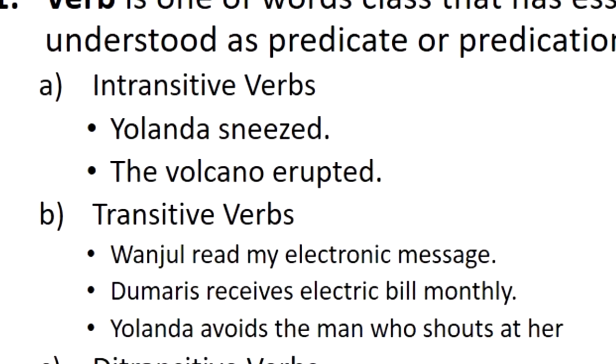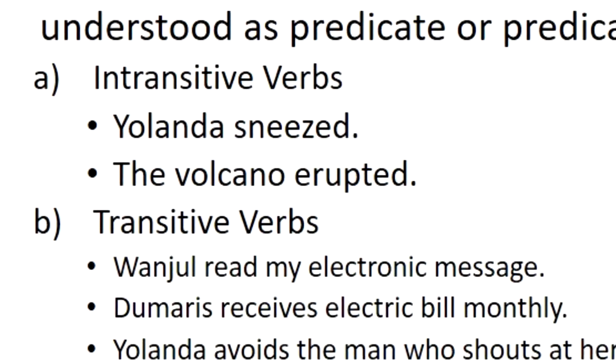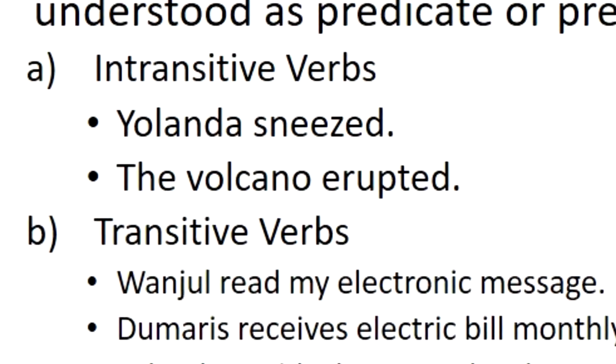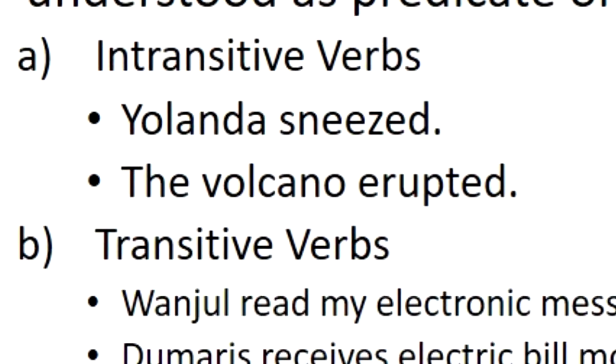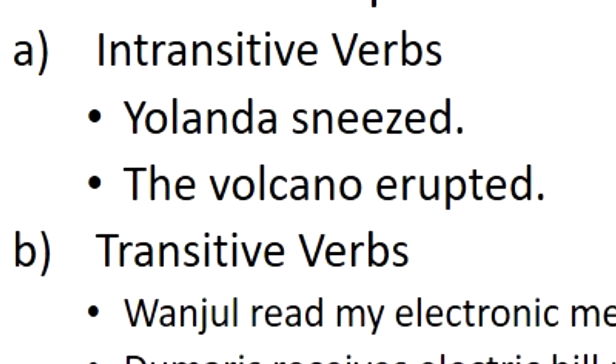We will discuss intransitive, transitive, and ditransitive verbs. First one, intransitive verbs. Each of these verbs requires a single participant, the entity involved in the event or action which the verb expresses. Verbs with only one participant or argument are called intransitive verbs, or in a simple way, it means the sentence doesn't need an object. So the example is Yolanda sneezed. Second one, the volcano erupted.